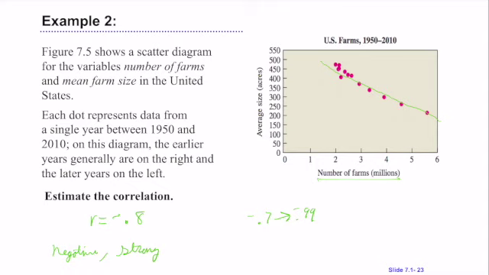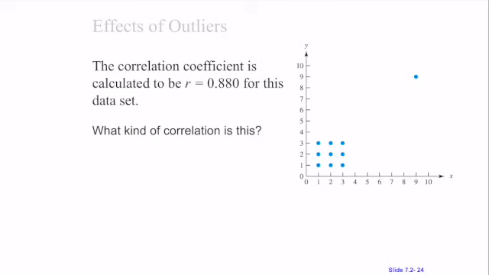Okay, let's take a look at the effects of outliers, right? Remember, our mean is affected by outliers, our standard deviation is affected by outliers. That was a question on our last exam. Okay, so if I calculated my correlation coefficient of 0.88 for this data set, what kind of correlation is this? Well, this would be positive correlation and strong, right? 0.88 tells me it's a strong correlation and it's positive. My question is, does that look like this graph over here?